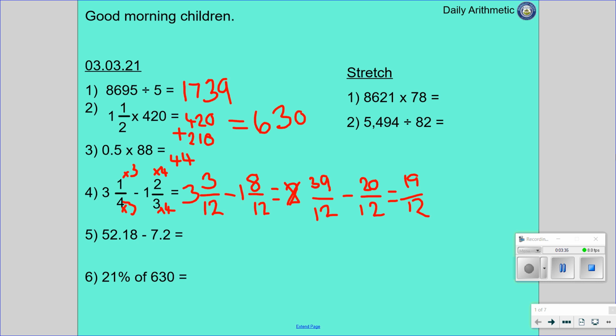Question 5 was a subtraction, straightforward column subtraction so long as you lined up your decimal places. The answer we were looking for that one was 44.98.